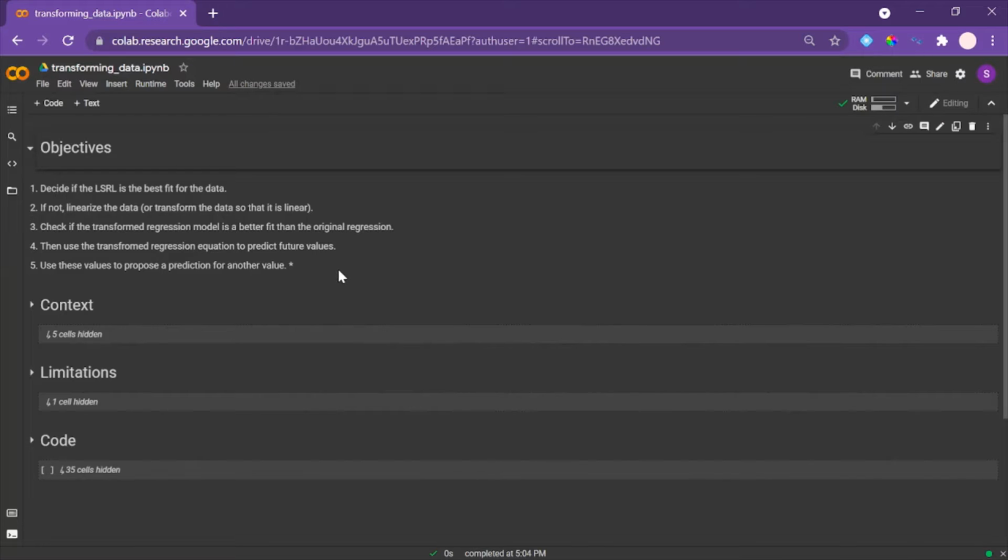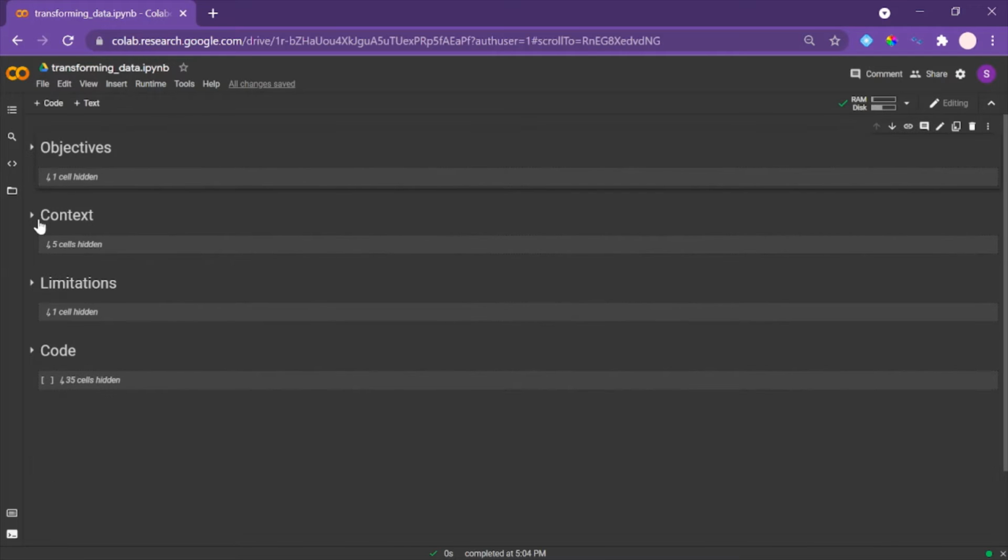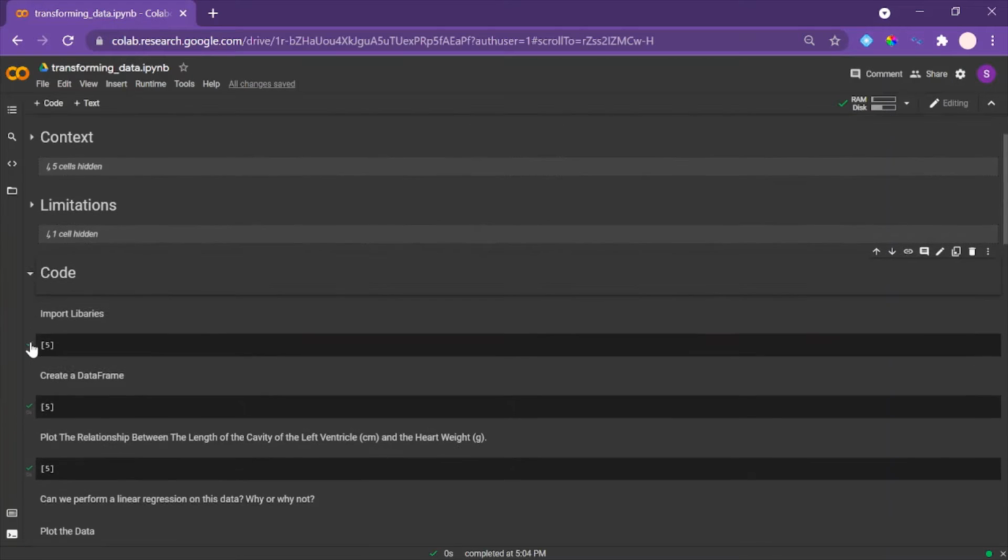So that's basically statistical practice. Number four, use the transformed regression equation to predict future values. And number five, this is kind of a caveat or an extension of the project. We're going to use these values to propose a prediction for another value. So this is not really very statistical based here, but I'll get to that in a second. It's kind of reaching, but it's just to estimate, right? We could just estimate.